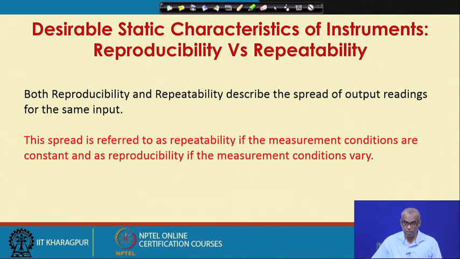This spread is referred to as repeatability if the measurement conditions are constant, and this spread is referred to as reproducibility if the measurement conditions vary. So, this is the difference between reproducibility and repeatability. In repeatability, all the conditions remain constant. In case of reproducibility, the conditions vary, but both indicate the agreement among the output readings.